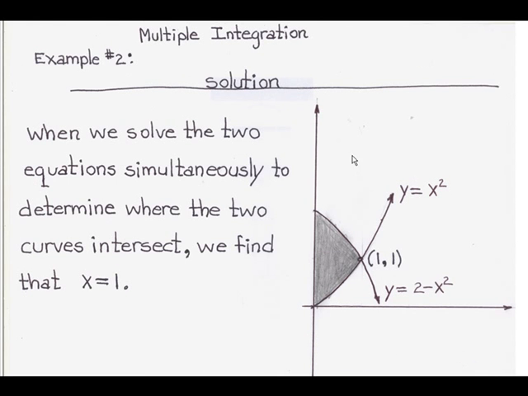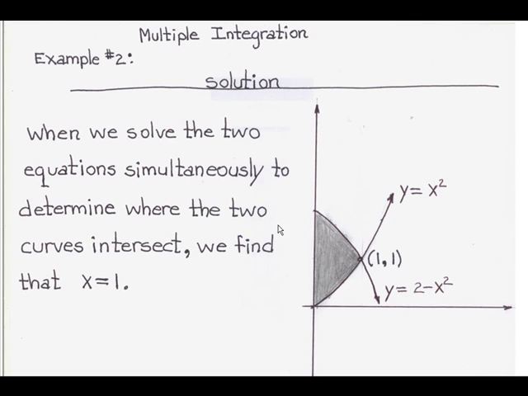Now, let's take a look at this graph of the area that's bounded by the two given functions. When we solve the two equations simultaneously to determine where the two curves intersect, we find that x is equal to 1. So these two curves intersect at the value where x is equal to 1. And when we take that value of x and substitute it into either equation, we find that the y value is 1. So the point of intersection here is (1, 1).